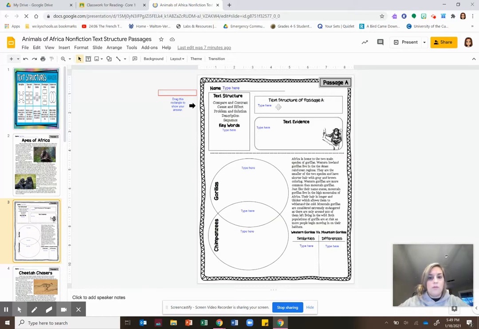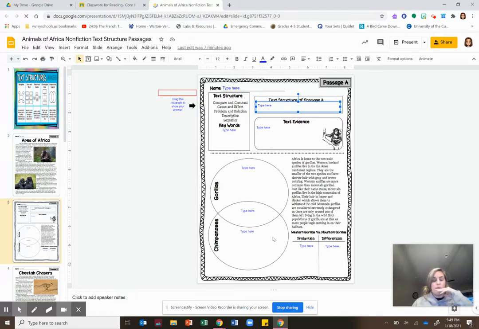Right here, you are going to type the text structure that goes with it. If you look right here at the graphic organizer that it gives you, it should be easy to determine which one that is. It uses a Venn diagram. And then right here, you are going to tell me why it is that specific text structure. Obviously Venn diagram, we know that's going to be compare and contrast. So why is it compare and contrast? What is being compared and contrasted in this article?